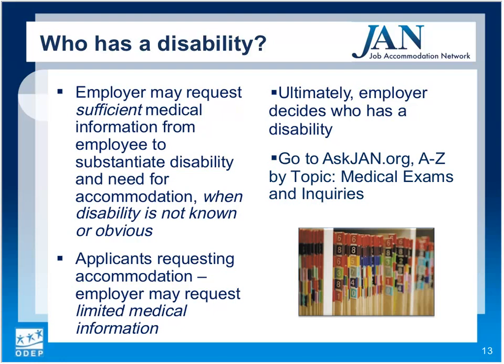Ultimately, an employer decides when an individual meets the ADA's definition of disability. And so what they do is they review information provided by the individual and their healthcare provider. When they're not sure, we encourage them to err on the side of caution and process a request for accommodation. The EEOC has made it clear that employers should focus more on whether or not an accommodation can be provided as opposed to figuring out if the person has a substantially limiting disability. But the employer has a right to do that. For more on this, you can go to the askjan.org website under the A to Z section and look by topic under medical exams and inquiries.